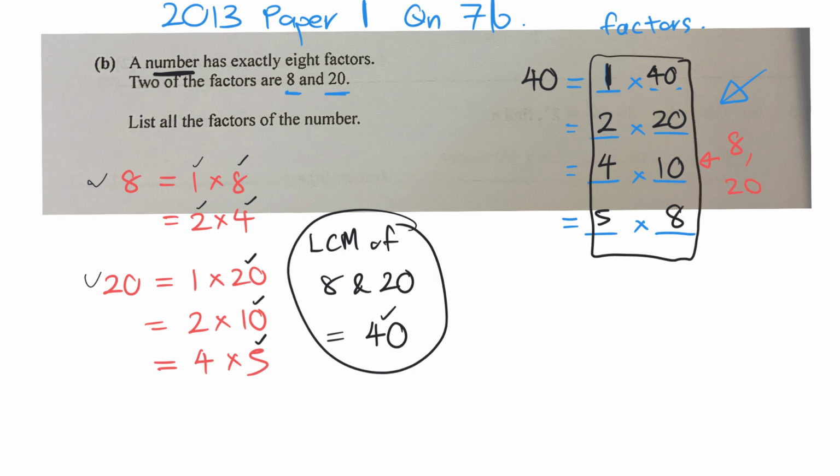for this unknown number. So it's a bit of trial and error, but you're using factors, breaking it down to figure your way out to what is the actual number, which happens to be 40. Okay? Okay, that's all.